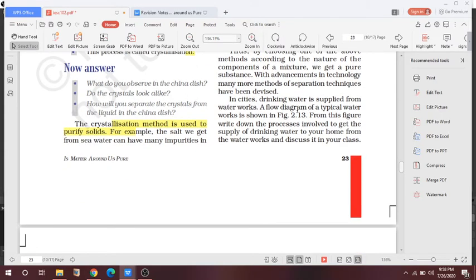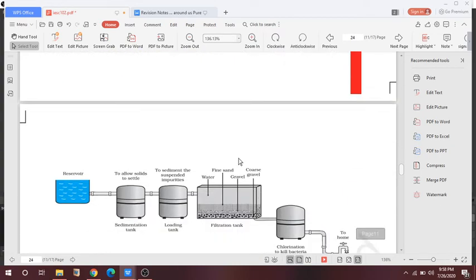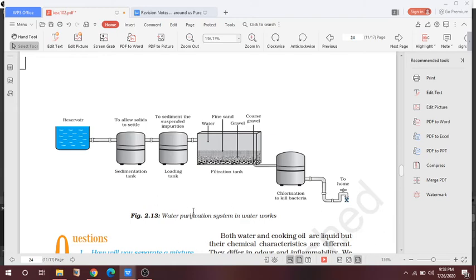Now in cities, drinking water is supplied from a water works, and you can see here how the water purification system works. Here is the reservoir where the water is stored. Now it will go into the sedimentation tank to allow solids to settle down at the bottom. Now the rest of the water goes into the loading tank to sediment the suspended impurities. After that, it will go into the filtration tank.